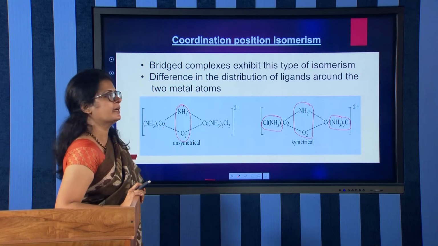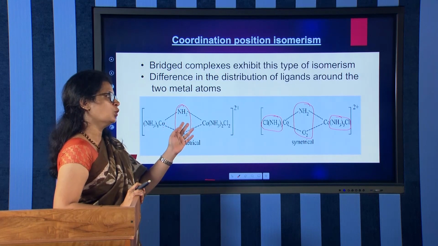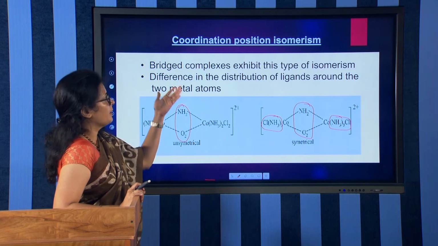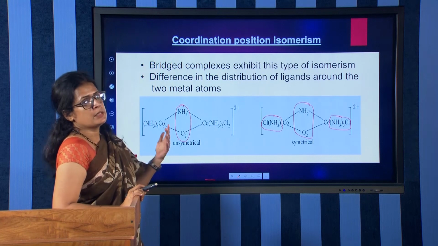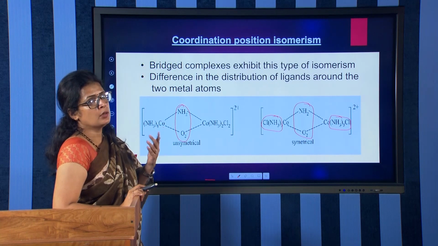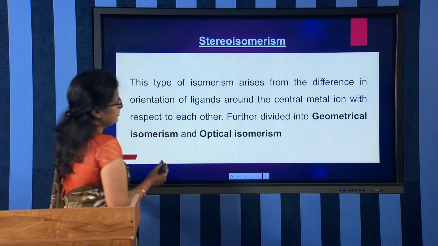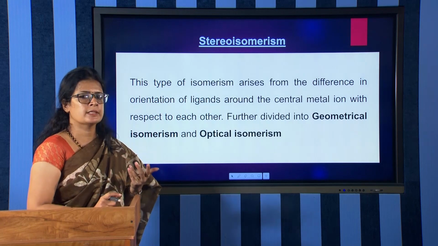Both the complexes are different. What is the difference? The arrangement of ligands between the two groups. One is symmetrical and another is unsymmetrical. These are examples of coordination position isomerism. This type of isomerism is shown by the bridged complexes. And now we have studied what structural isomerism is.